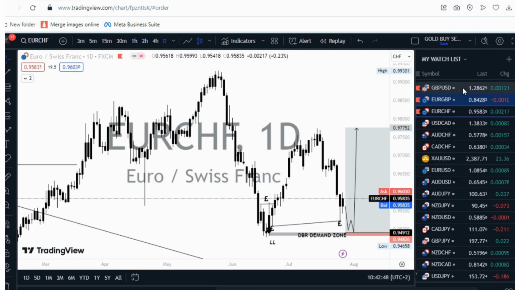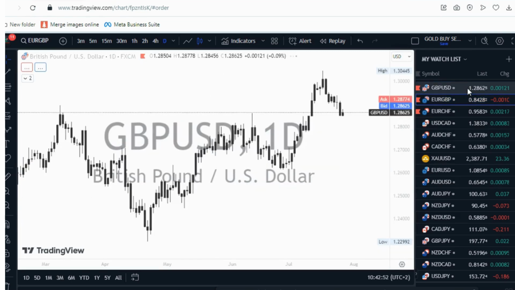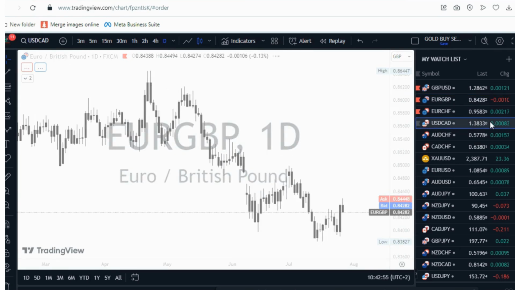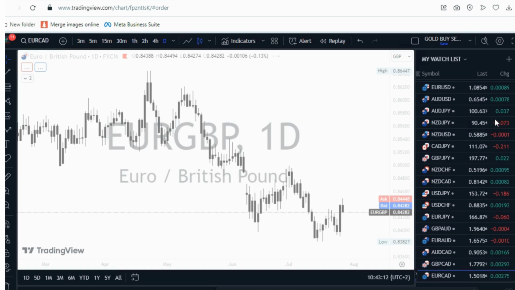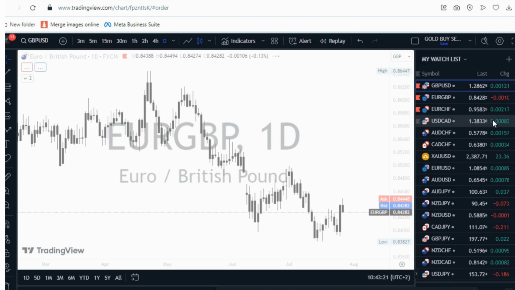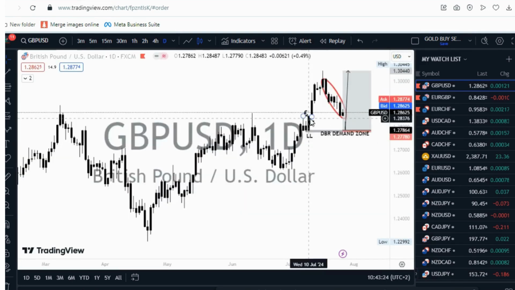That's 1, 2, 3, and so on, up to 28. So 28 pairs. After screening 28 pairs, I only came up with 3 pairs, and over an hour, almost an hour of going through charts.